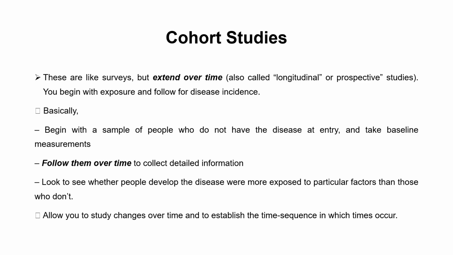The cohort study, the second type of study, is like a survey, however it extends over time, so we call it longitudinal or prospective. You begin with exposure and follow for disease incidence. Basically, you begin with a sample of people who don't have the disease at entry and you take baseline measurements. Then you follow them over time to collect detailed information, and you look to see whether people who developed the disease were more exposed to a particular factor than those who didn't. This allows you to study changes over time and to establish the time sequence in which things occur.